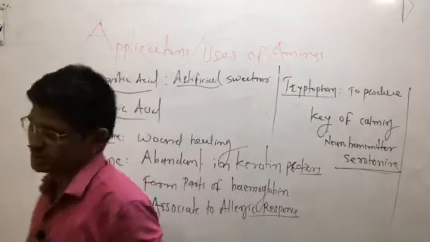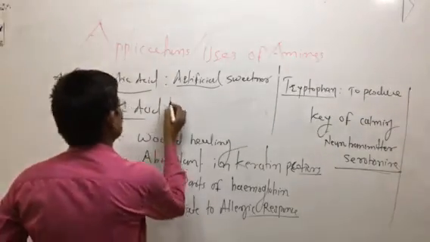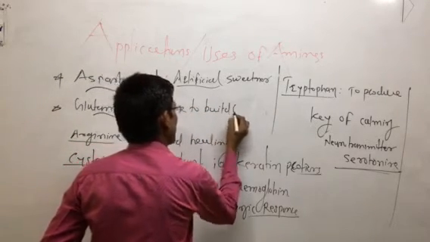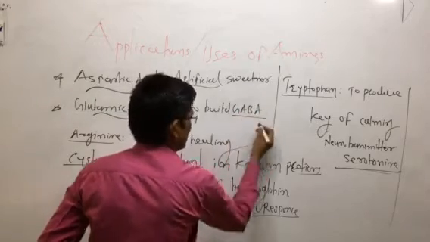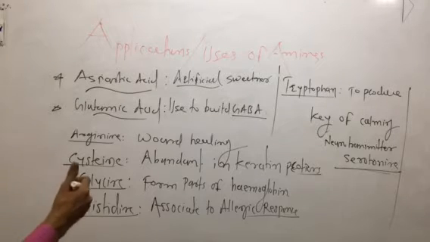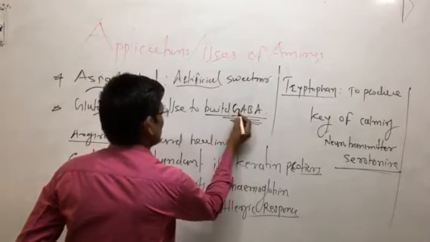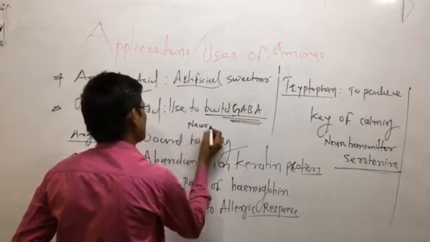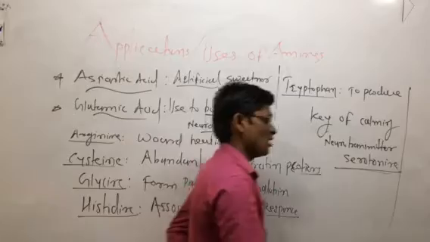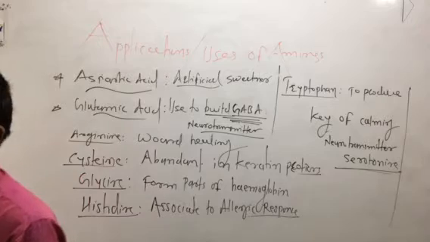The next amino acid, glutamic acid, is used to build GABA. This glutamic acid is used to build the GABA neurotransmitter. So these are the amino acids which have applications, some for medicinal purposes.